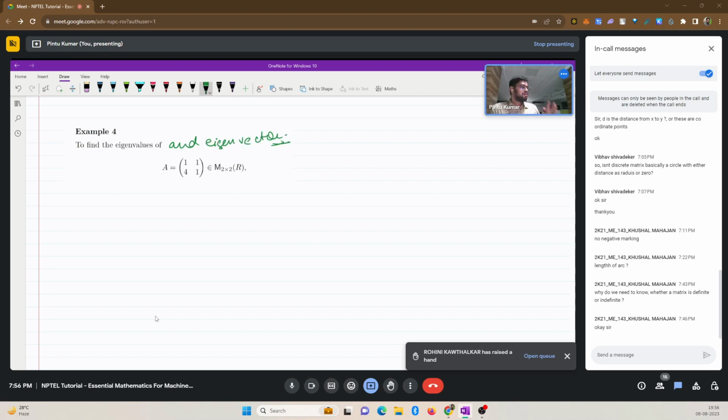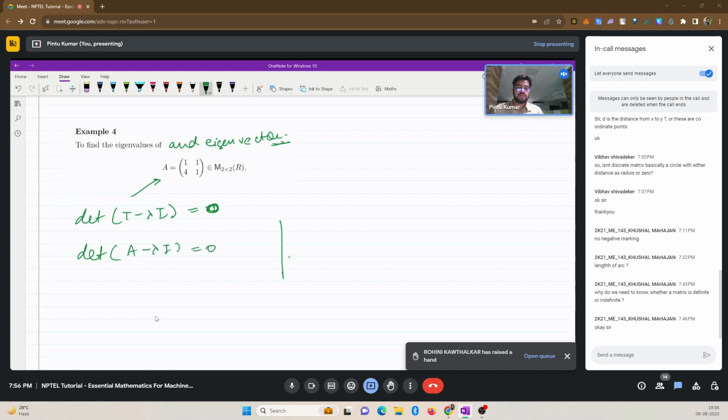Now what I said is that determinant of T minus lambda I should be equal to 0. Over here my T is A. So what we'll try to solve is that determinant of A minus lambda I is equal to 0.